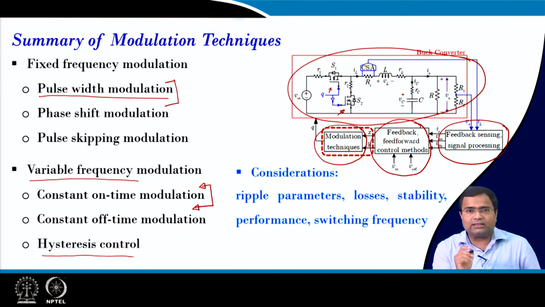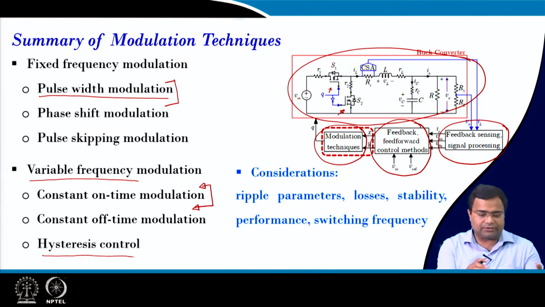So, one thing we should keep in mind, depending upon the various modulation and control, in fact modulation and control are interlinked. That means when I say fixed frequency modulation, then we talk about voltage mode control, current mode control, trailing edge modulation, peak current mode control, then leading edge modulation, valley current mode control.